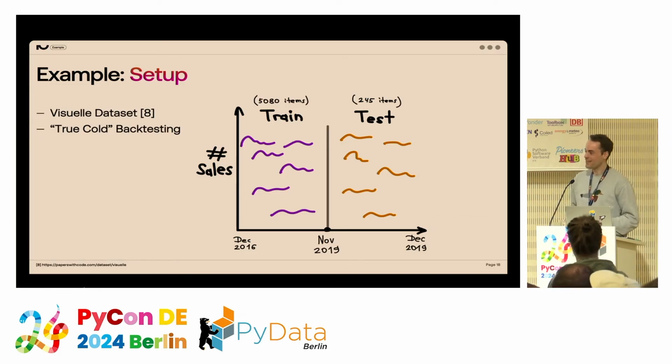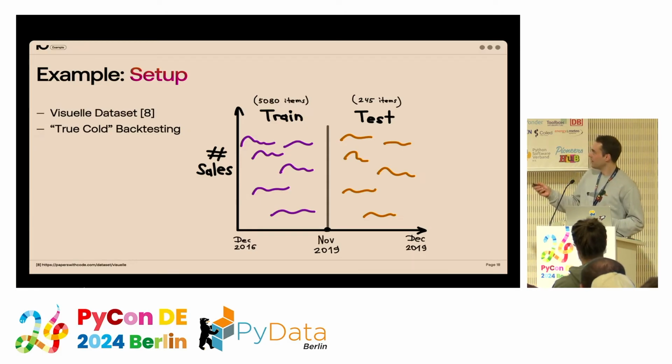This slide illustrates the data set that we are considering, the Visuelle data set. We want to do some evaluation. We are going to consider the true-to-code backtesting scheme. And the testing here is indeed interesting because the testing data consists of cold start only. It's kind of an extreme case.